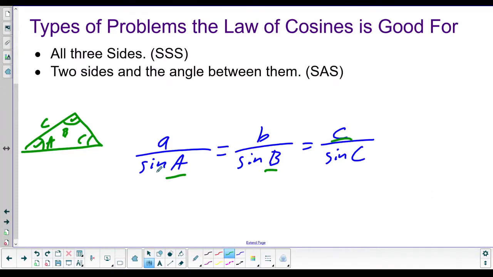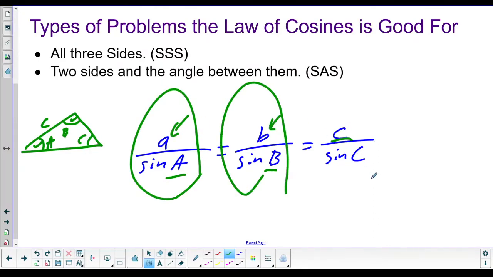You're going to say, wait a second, this doesn't complete a law of sines. This thing, I'm still missing A. This thing, I'm still missing B. And this thing, I'm still missing C. Okay, fair point, but let me show you why that doesn't matter.